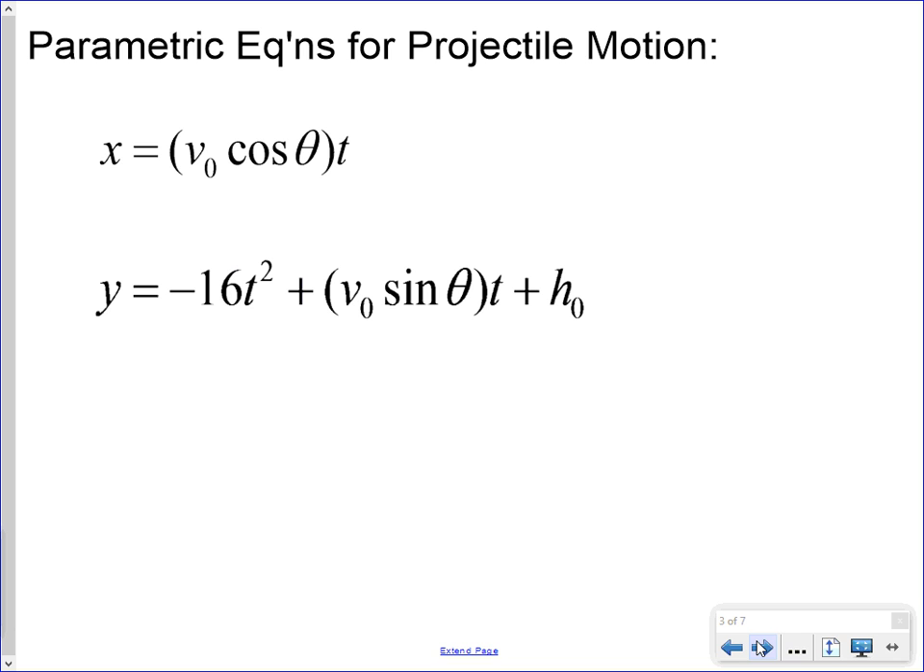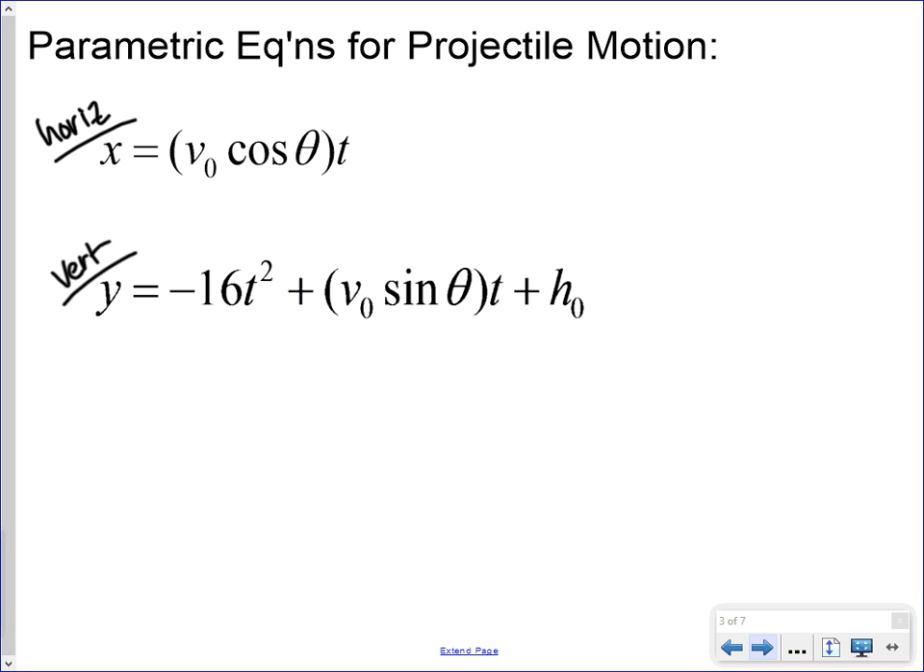So we have to have two equations now instead of one equation. The x equation, x equals v sub 0 times cosine theta times time. This is for horizontal distance as a function of time. So it's telling us how far the projectile is from us horizontally. And then y equals negative 16t squared plus v sub 0 sine theta times t plus h of 0. This is giving us our vertical height of the projectile as a function of time.